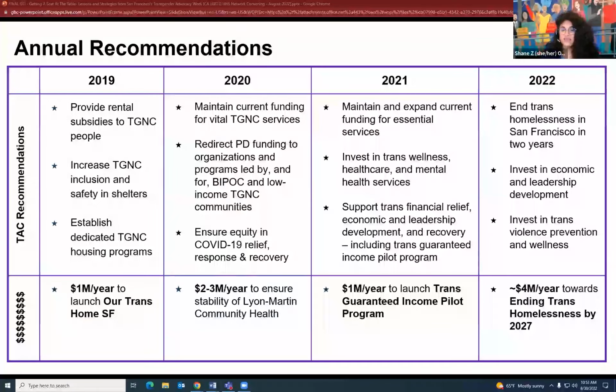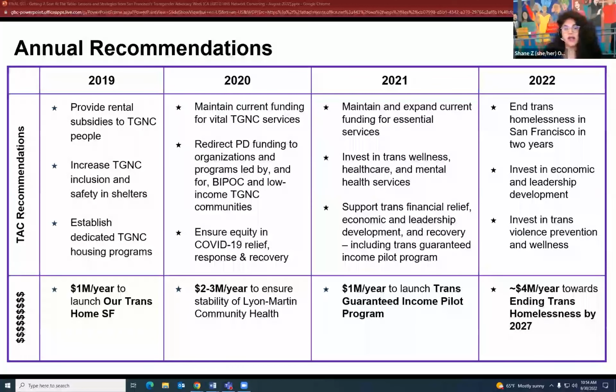And so here you'll see how that timeline has kind of gone through the years, right? In 2001, we wanted to focus on investing in trans well-being. We wanted to expand services, and we wanted to try to get an income pilot going. The city once again listened to us, heard us out, and was able to make an investment. And in 2022, just this past year, we were able to get a commitment from the mayor to invest $4 million a year towards ending trans homelessness by 2027.